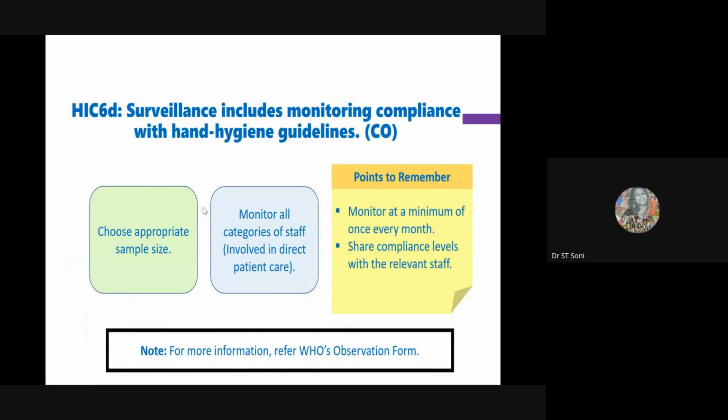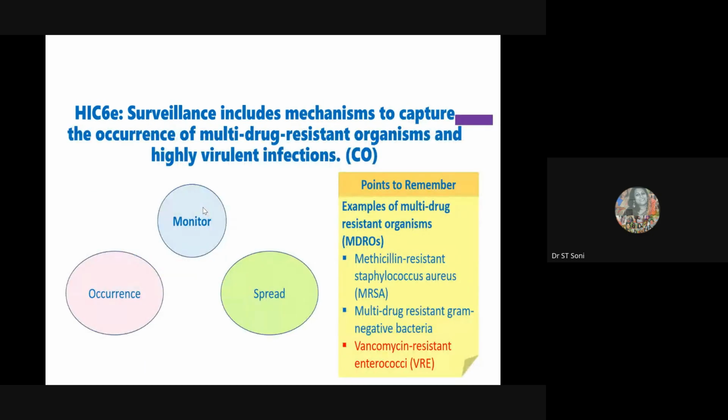And then surveillance of the monitoring the compliance of the hand hygiene, which is very very important. Minimum once a month we need to see that 5 moments of the hand hygiene, the 7 steps of the hand hygiene of the WHO is being followed or not. So that tool is also given. So WHO hand hygiene observation form is there. We need to assess our healthcare professionals, right from the doctor till the sanitation staff. We need to assess their compliance.